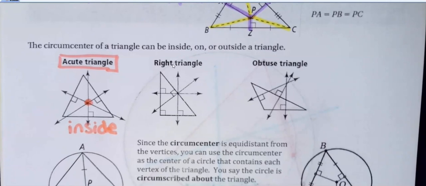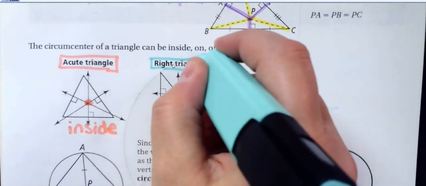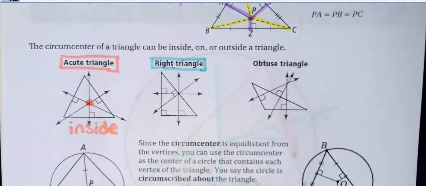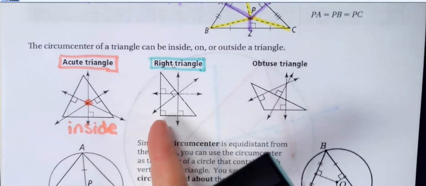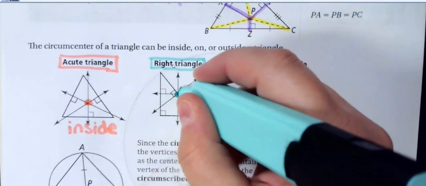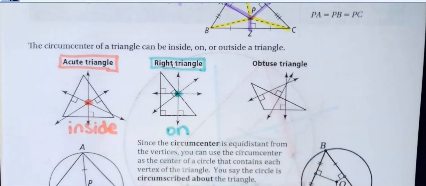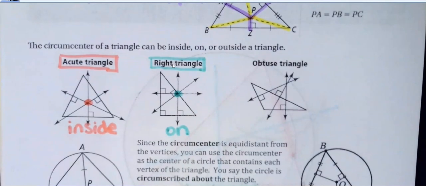Okay. And you're going to see this in the example at the bottom. We're going to put this on a graph, but you'll see this in the homework too. If you have a right triangle, which I have here, where those perpendicular bisectors all intersect each other for each of the sides is actually on the triangle. It will be on the hypotenuse of the triangle specifically. So if you got a right triangle, the circumcenter is going to be right on the triangle.